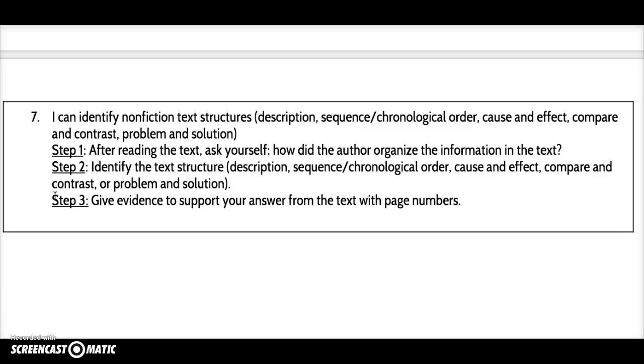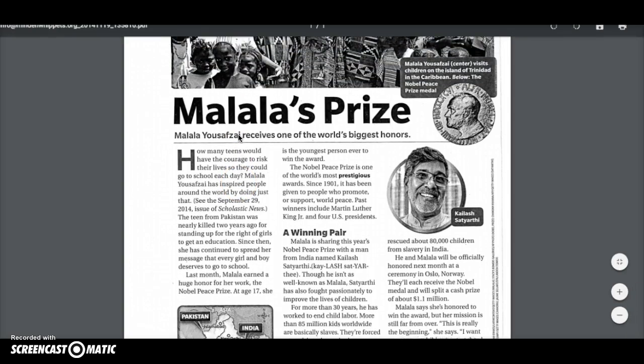Once I've read the text, I need to ask myself, how did the author organize the information in the text? Are they describing something or someone? Are they presenting information in a time or chronological order? Are they setting up that this is about a cause and how it affected other things? Are they comparing and contrasting two different things? Or are they offering me a problem and solution? Once I figure that out, I need to give evidence to support my answer from the text with page numbers. So let's take a look at our Malala article here.